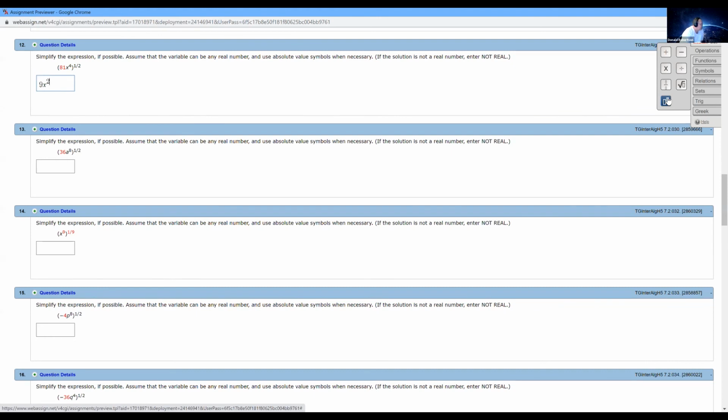Do I need an absolute value or not? Does 9x squared need an absolute value around it? Can it ever be negative? No. So it doesn't need one. Right, if you plug in a number like -1, won't 9x squared just be positive? Right. Now, if it was 9x, it would need an absolute value, but not when it's 9x squared.